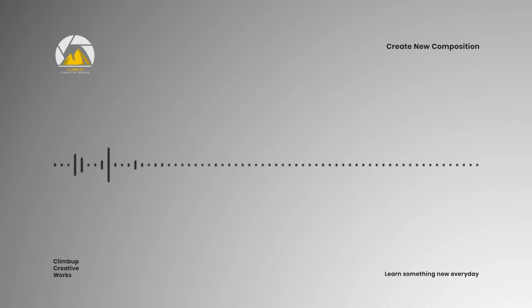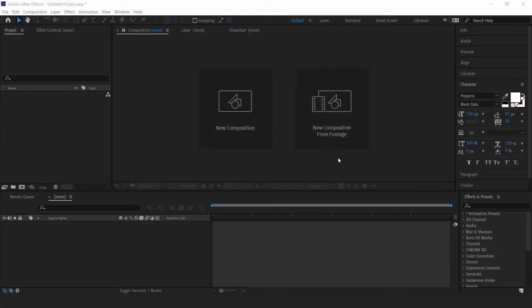Today I will explain how to create a new composition in After Effects. It's very easy, and let's get into it. After opening up After Effects, we can create a new composition in 4 ways. I will show you one by one.